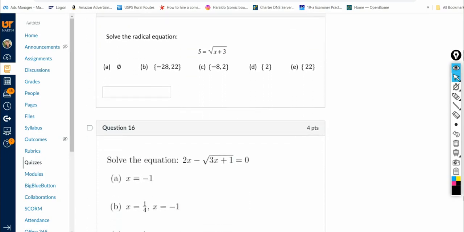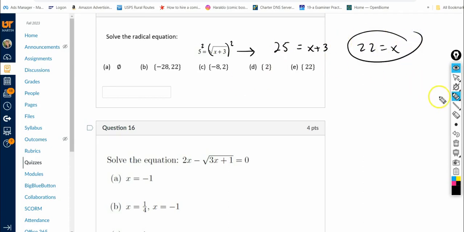Let's solve the radical equation. I am going to square both sides. So this side will be 25, and the square root and the square will undo each other, and I'll get that. And then subtract 3 from both sides. And I just need to go back and make sure it's allowed in the original equation. So 22 plus 3 is 25, and the square root of 25 is 5. So my answer is 22.